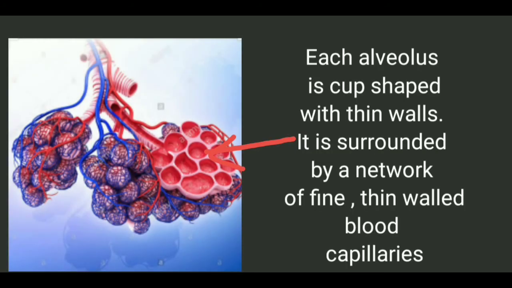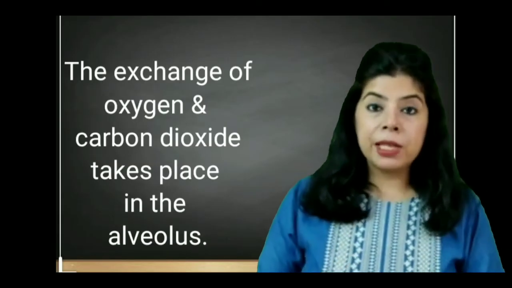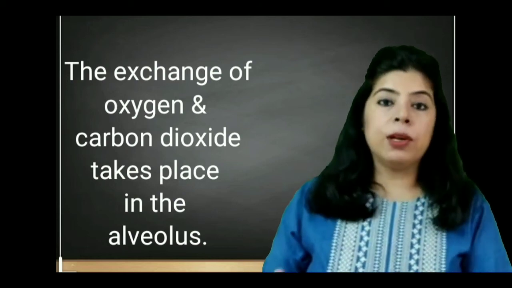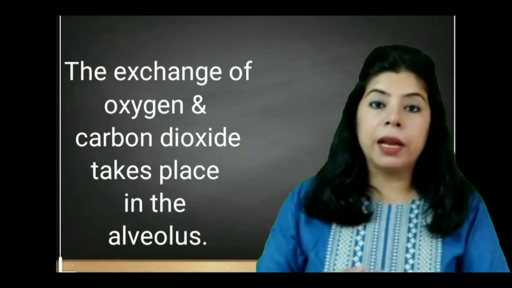If I see the structure of each alveolus, which are arranged in bunches, each alveolus is cup shaped and they have very thin walls. They are just one cell thick, and each alveolus is richly supplied and surrounded by a network of blood capillaries. Now these blood capillaries are very small, tiny blood vessels, and they also have very thin walls. So the alveoli are a major place where the exchange of gases takes place. As we see in the diagram of a single alveolus, the alveolus is surrounded by the blood capillaries.